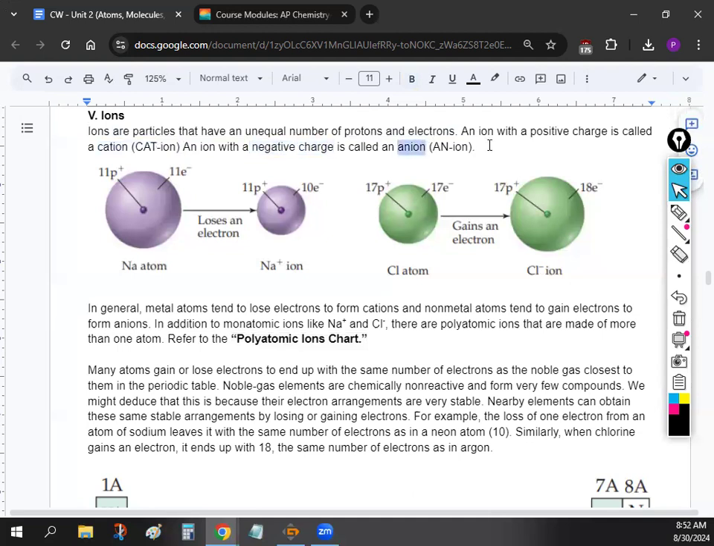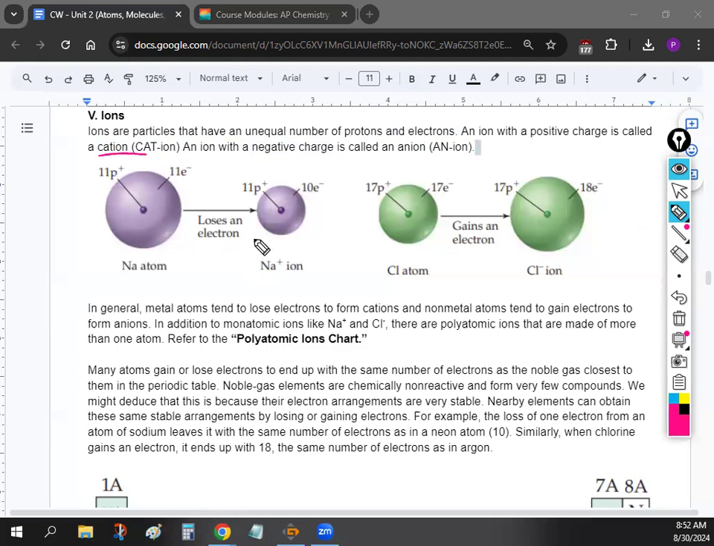So cations and anions. So an easy way to remember this is if you like cats, cats are positive. And just remember that the first girl that broke Mr. O's heart in kindergarten's name was Anne. She's negative, okay? So bad Anne. Cat good and bad, okay?